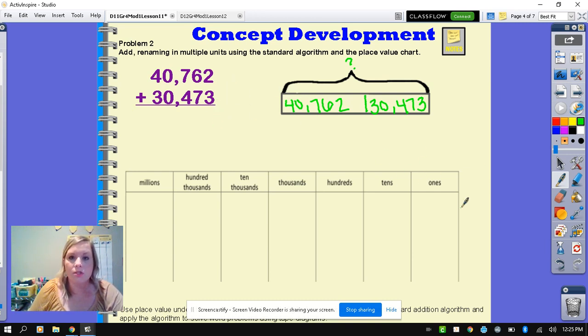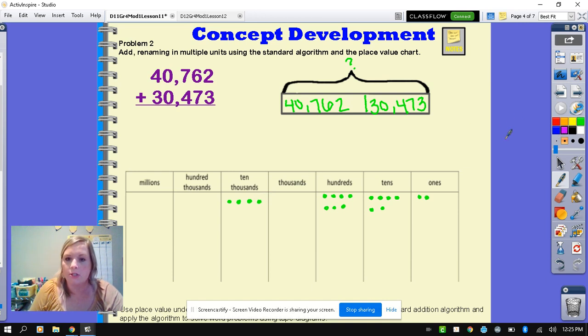So again, I'm going to start and I'm going to do my dots again for these numbers, and then we will cache them in, and then we'll do the standard algorithm after. So for 40,762, I have 2 in the ones. I have 6 in the tens place value. So 60, 4, 5, 6, 700. I have nothing in the thousands, so I'm going to leave that blank. And then I have 4 10,000s, or I have 40,000. So 1, 2, 3, 4.